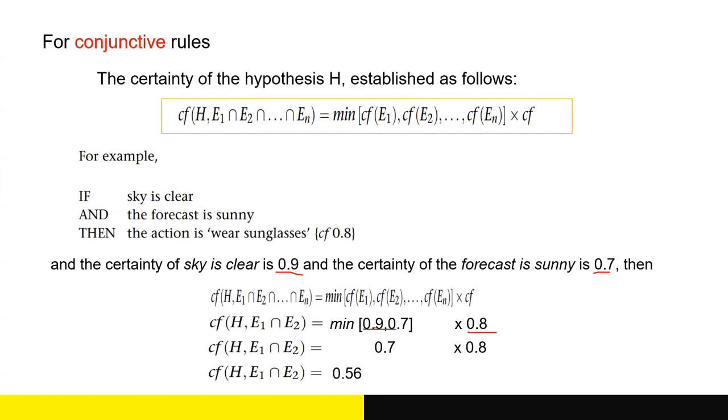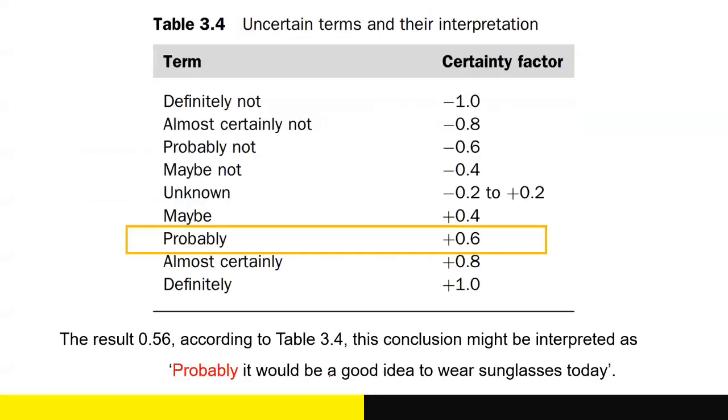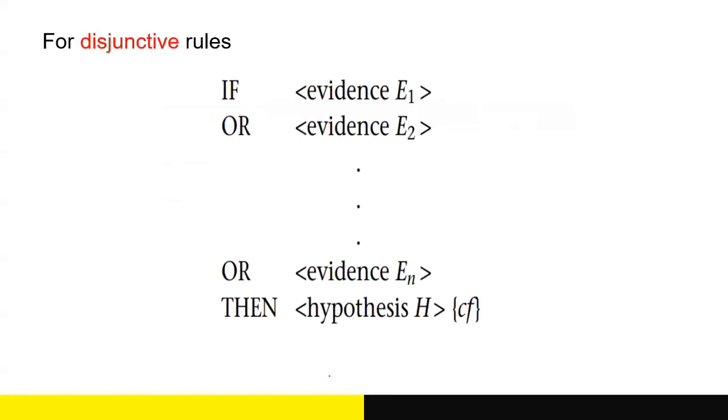So the minimum between the two certainty factors of the evidences is 0.7. So we would take this one. So 0.7 multiplied by 0.8. So the certainty factor of the hypothesis given evidence 1 and evidence 2 is 0.56. The result 0.56, according to table 3.4, this conclusion might be interpreted as probably it would be a good idea to wear sunglasses today.